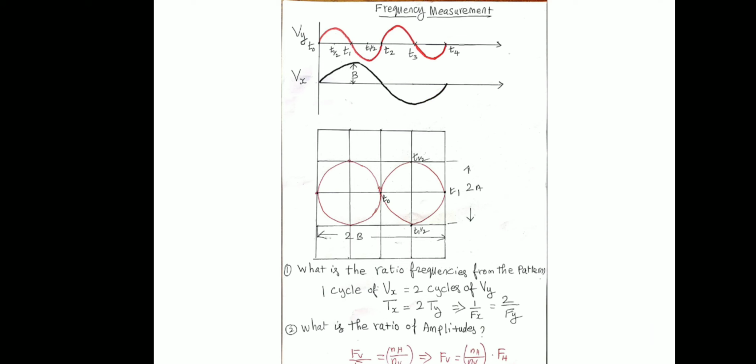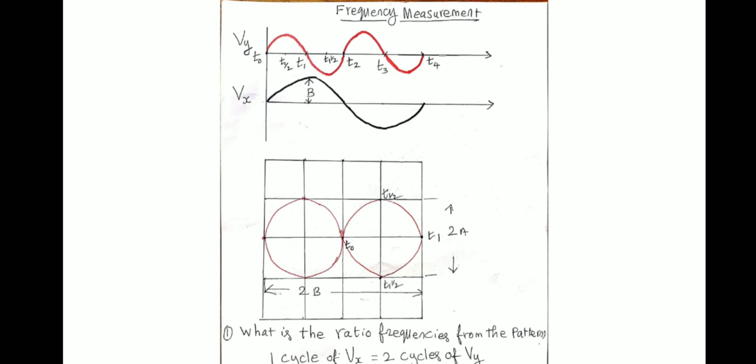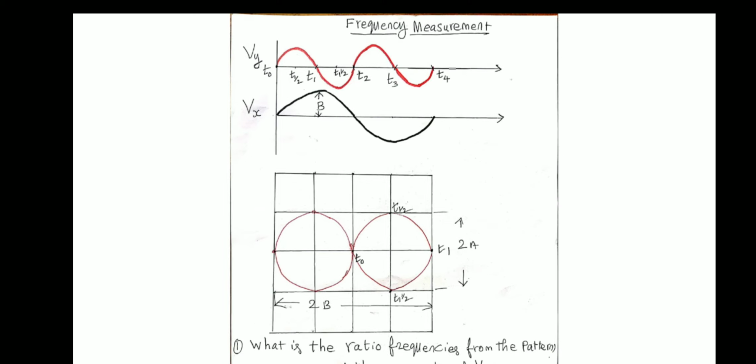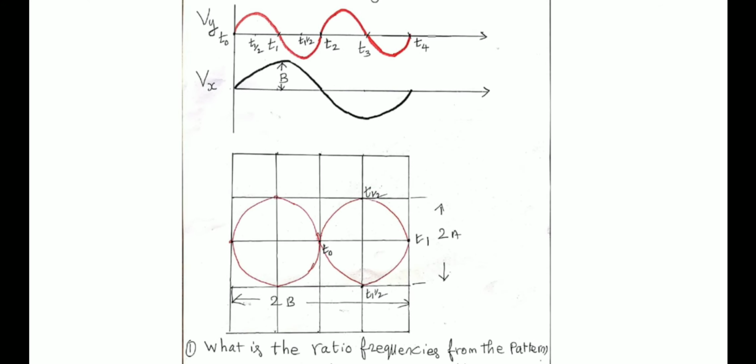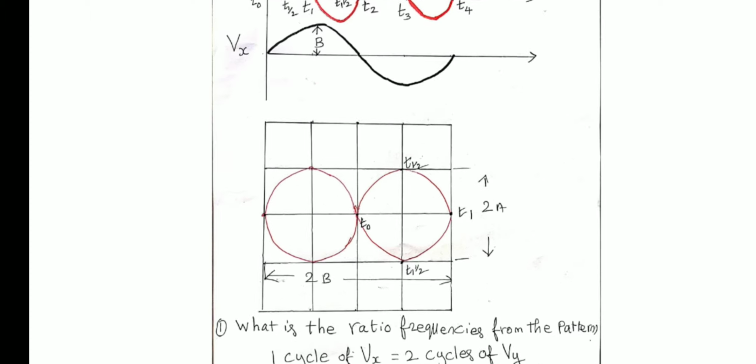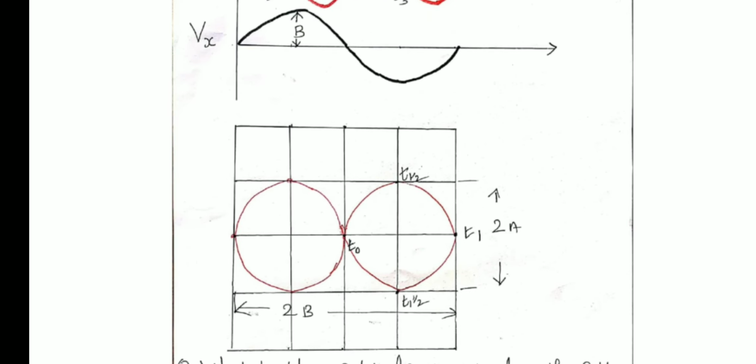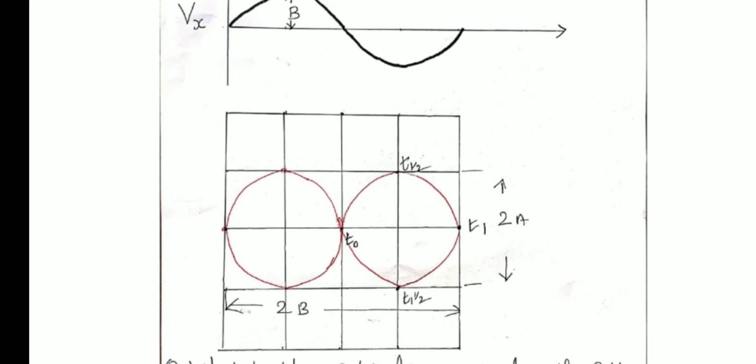Now how to measure the frequency? Now look at the waveforms Vx and Vy. Both are at different frequencies. Vx is a low frequency signal, Vy is a high frequency signal. Maybe Vy equal to 2Vx. Now when the Vx and Vy like this are given to the horizontal and vertical deflection plates, the pattern appears on the screen like this.